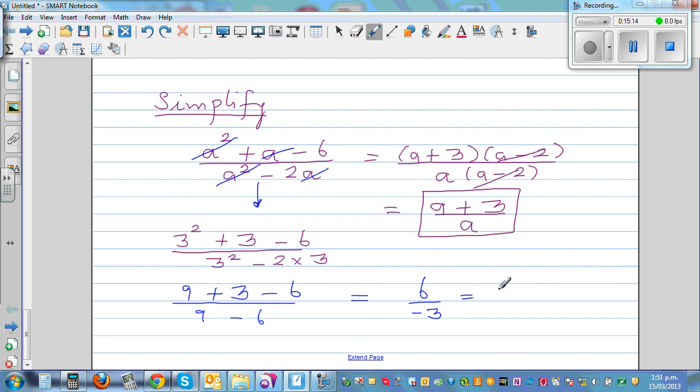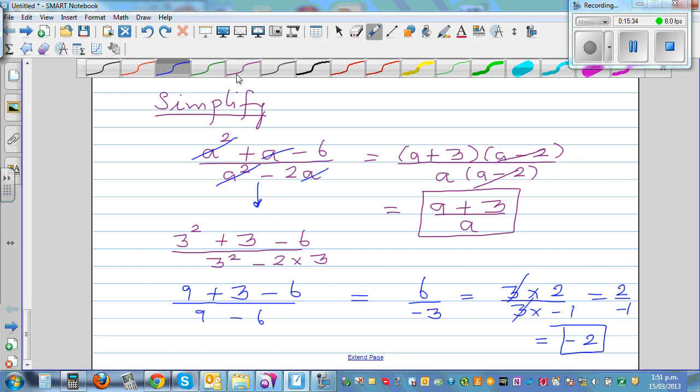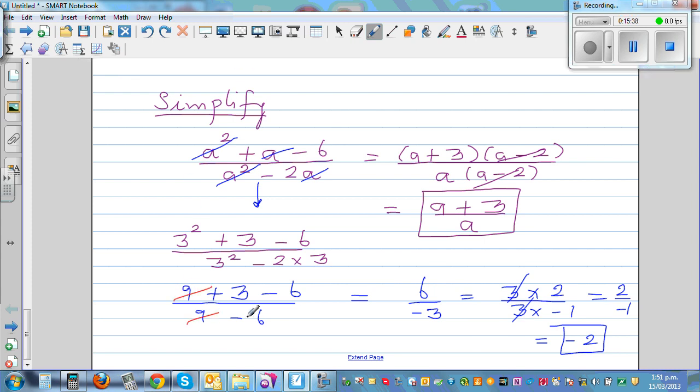So you can write this as 3 times 2, and this you can write as 3 times negative 1. You can cancel now, which is 2 over negative 1, which is negative 2. Okay, so if you cancel like this, what will happen? Life can become easy, but the answer is 3, which is wrong.